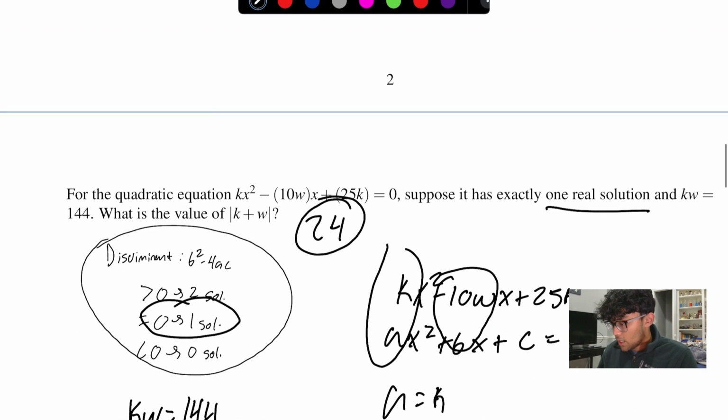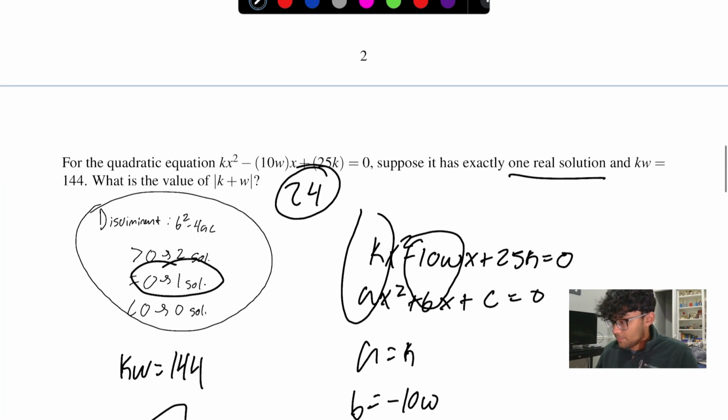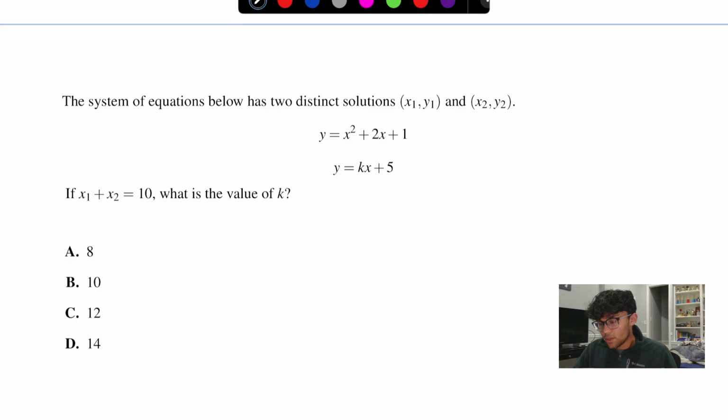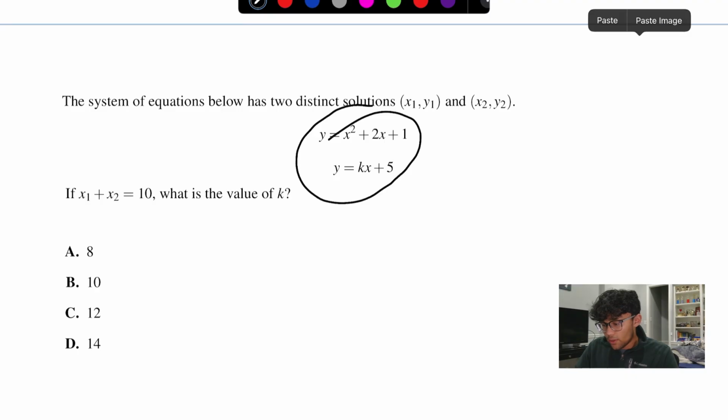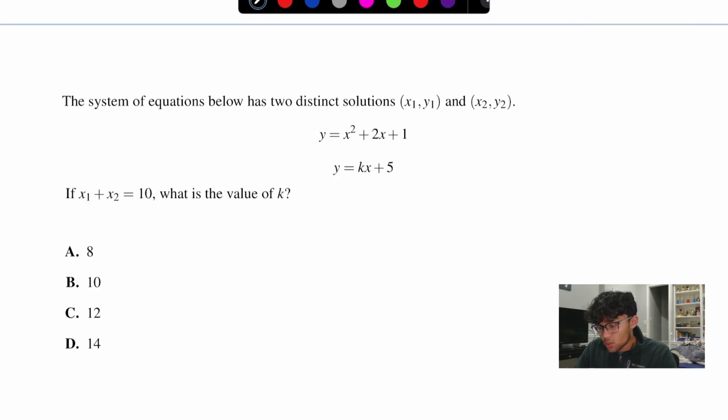There we go. Let's move on to the next question. Time to do question 4. The system of equations below has two distinct solutions, x1, y1, and x2, y2. We have this system of equations here, and we also know that x1 plus x2 equals 10. What is the value of k?